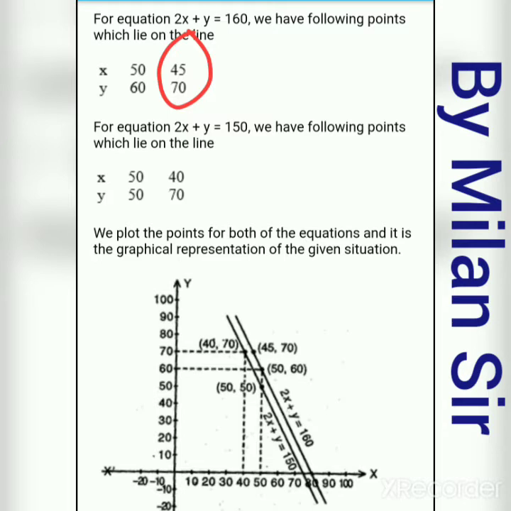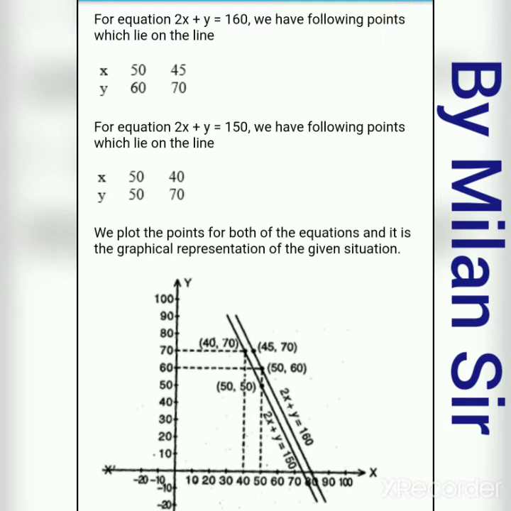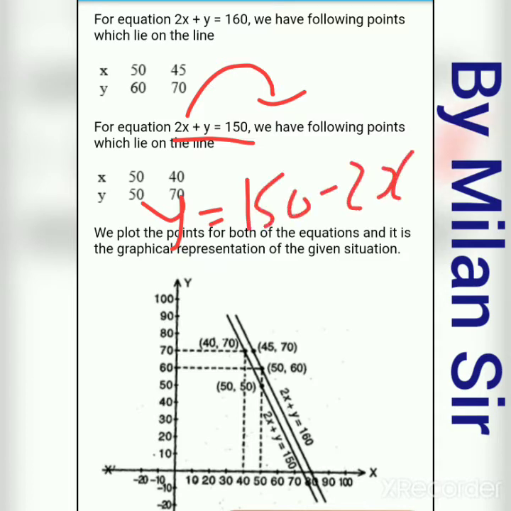Okay, we can use any two points, but here I am going with this PDF, that's why I take this value. So don't confuse here. Now the second equation, 2x plus y is equal to 150. Again, y is equal to, transfer this 2x to the right hand side, so 150 minus 2x. Plus 2x becomes minus 2x on the right hand side.